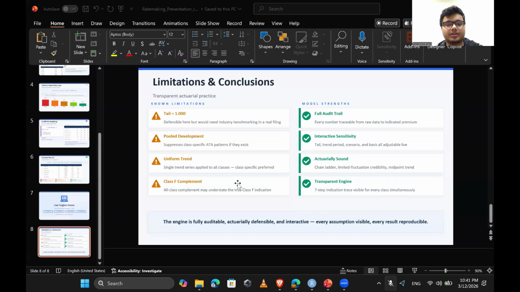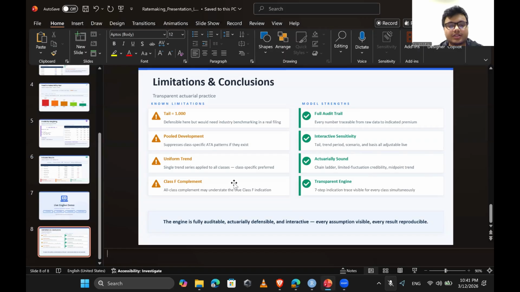And let's go to the limitations of my model. I want to be transparent about the model, and acknowledging the limitations is a part of actual practice. So the tail of one is defensible here, but I would benchmark it externally in a real filing. Development is pooled across different classes, which is appropriate given the class level data, but it does suppress class specific patterns. For example, class F may not align with the pool data, and using the pool data suppresses the unique characteristics of the class.